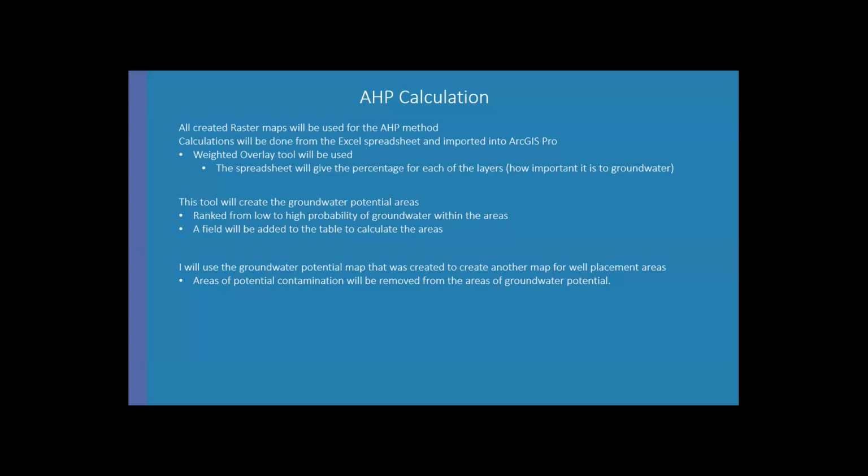For slope, the less of the slope, the higher the rank. This is due to the chance of runoff with a higher slope. After running the tool, the map is created. I can then add a field to the table to calculate the areas of probability. And then I can also create another map to remove areas that can be contaminated, such as near farmlands or near roads.